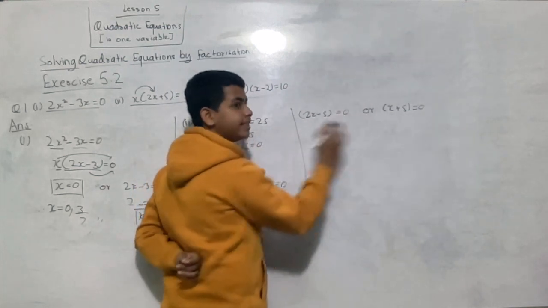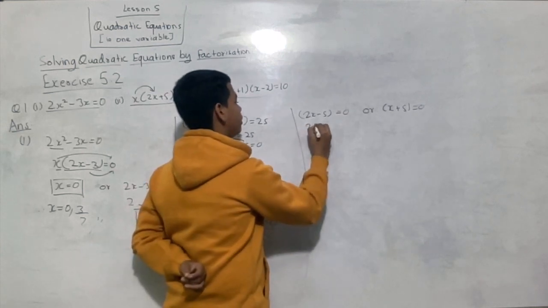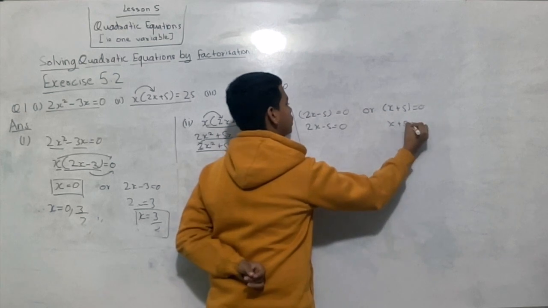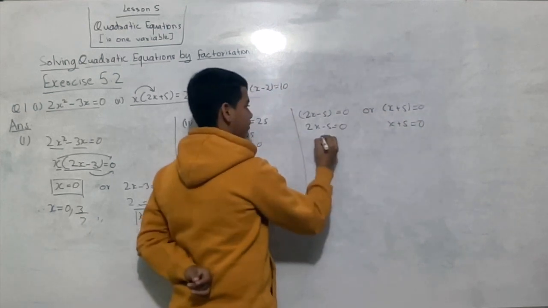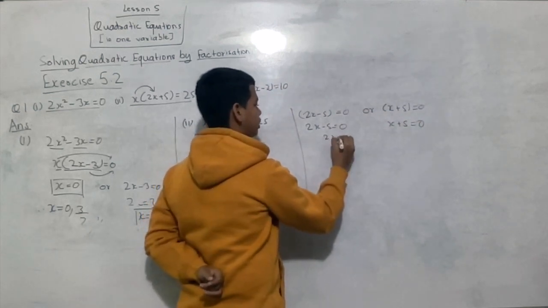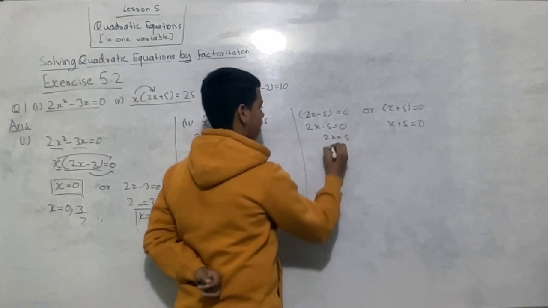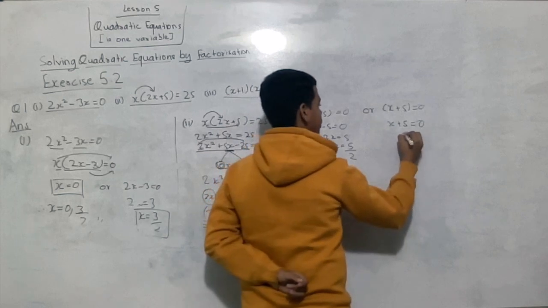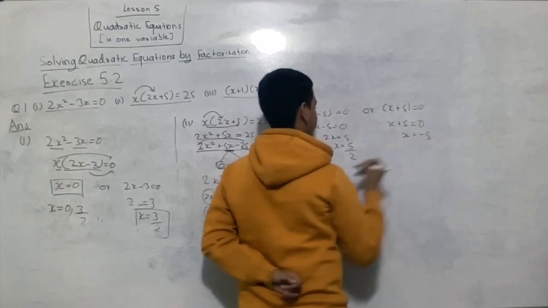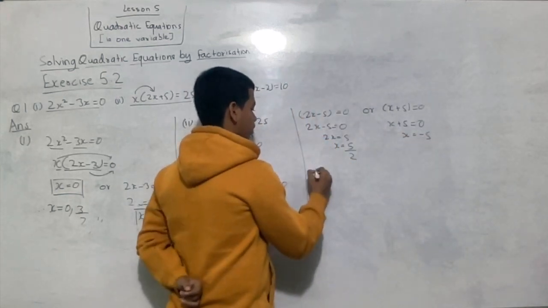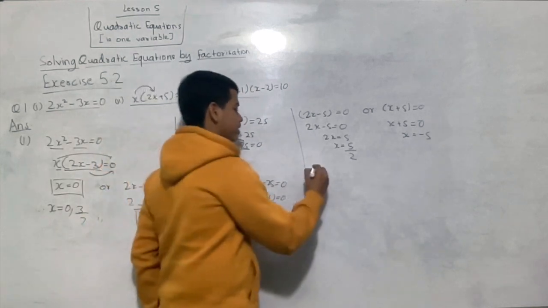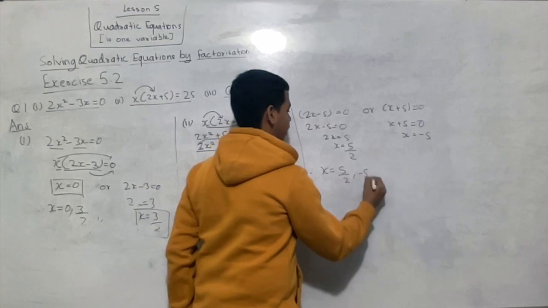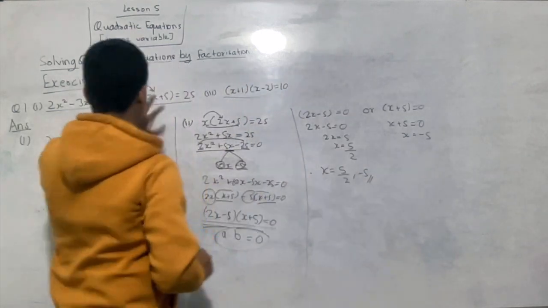Now we will solve these simultaneously. Here 2x minus 5 is equal to 0 and x plus 5 is also 0. When we solve the first one, we get 2x is equal to 5, taking this to the other side, and x is equal to 5 by 2. When we solve this one, we get x is equal to minus 5, nothing else. So that's it, we got the solution, which is x is equal to 5 by 2 and minus 5. These two are the solutions of this equation.